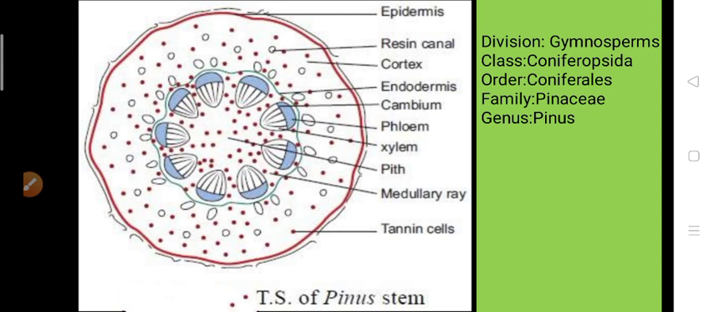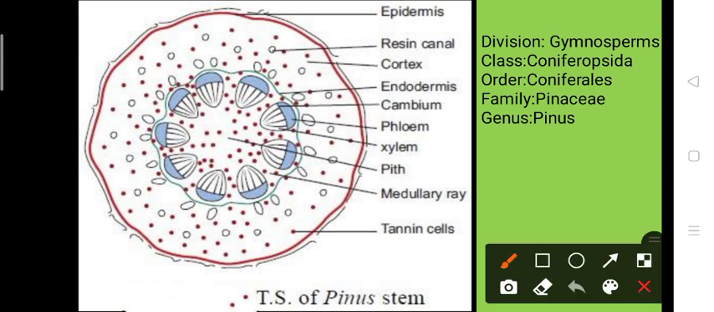Secondary growth of Pinus stem resembles the secondary growth of dicot stem. Parenchymatous cells which are present in between the vascular bundles of the vascular cylinder transform into meristematic tissue and form the interfascicular cambium. This is called interfascicular cambium. This interfascicular cambium combines with the fascicular cambium. This is called fascicular cambium.